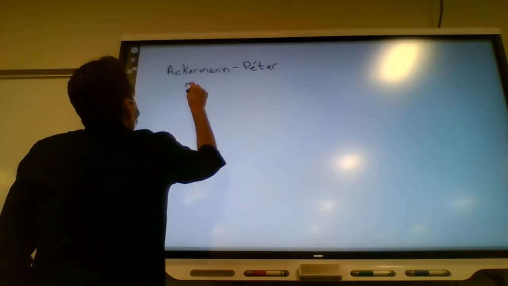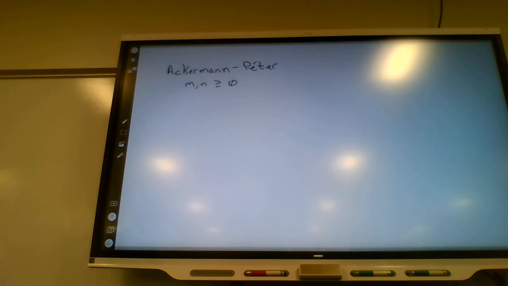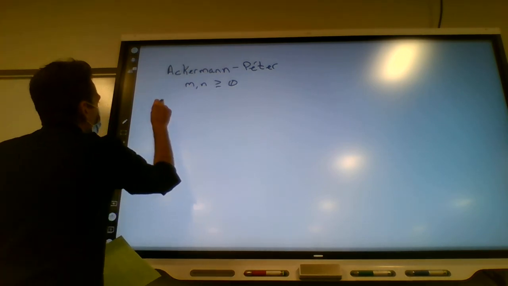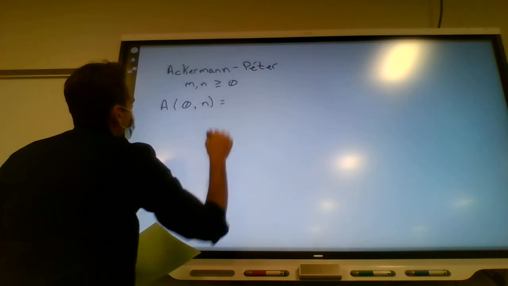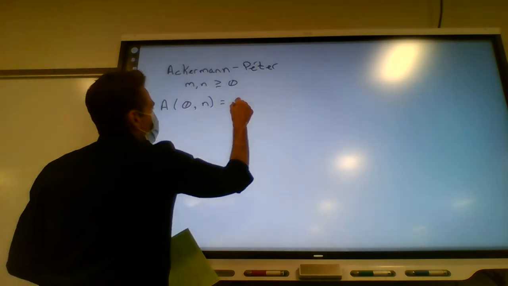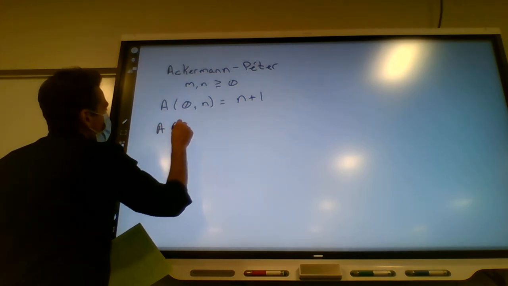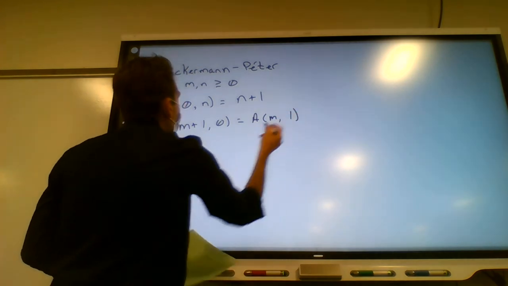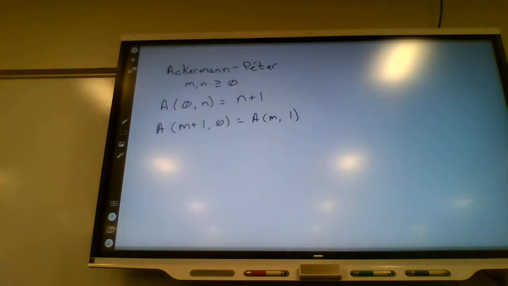So this is a function with two integer inputs. M and N are integers that are not negative. And there's a three-part definition to the function. We're going to call it A. If M happens to be 0, then the output is N plus 1. If N happens to be 0, then whatever M was decreases by 1, but N goes up by 1. So M goes down, but N goes up.